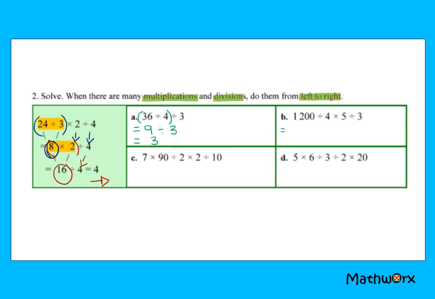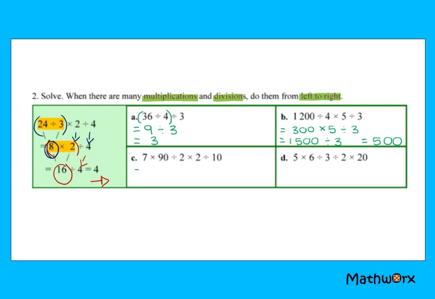Okay, and if we look at B, 1,200 divided by 4 gives me 300. We're going to times that by 5, and we're going to divide it by 3. Then left to right again. 300 times 5 gives me 1,500. And we're going to divide that by the 3. We're going to keep that in its place. And the answer to that is 1,500 divided by 3 gives me 500 as our answer.